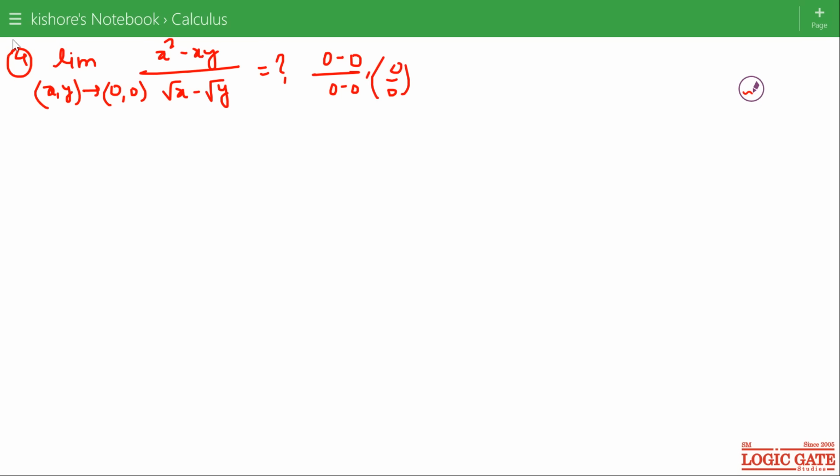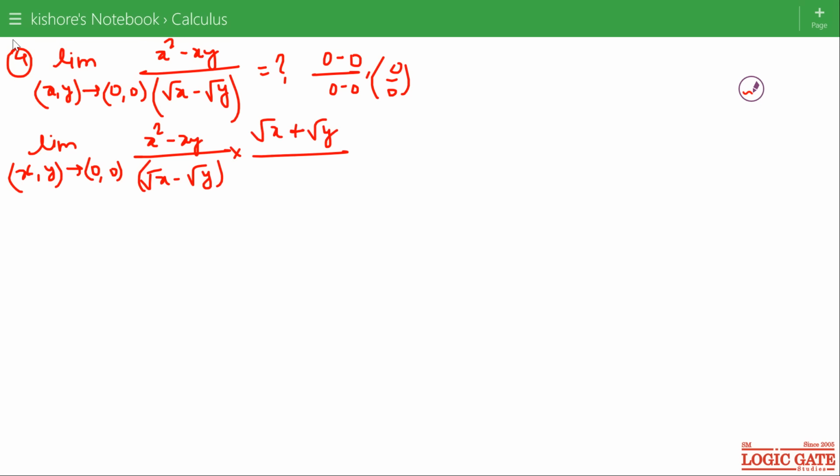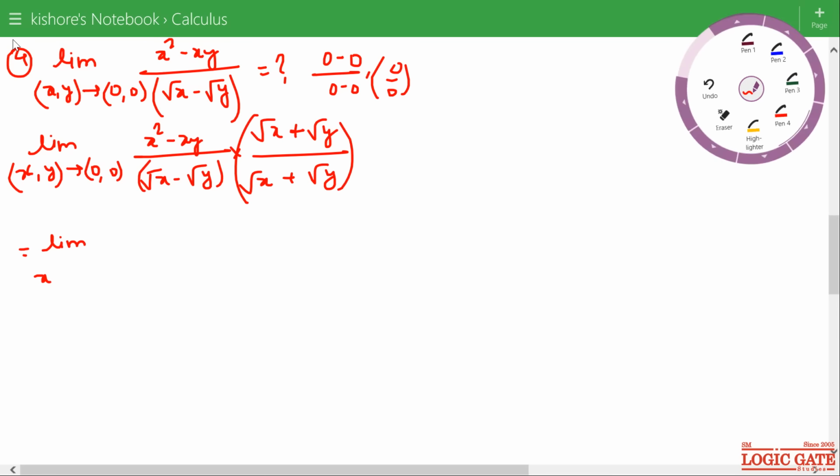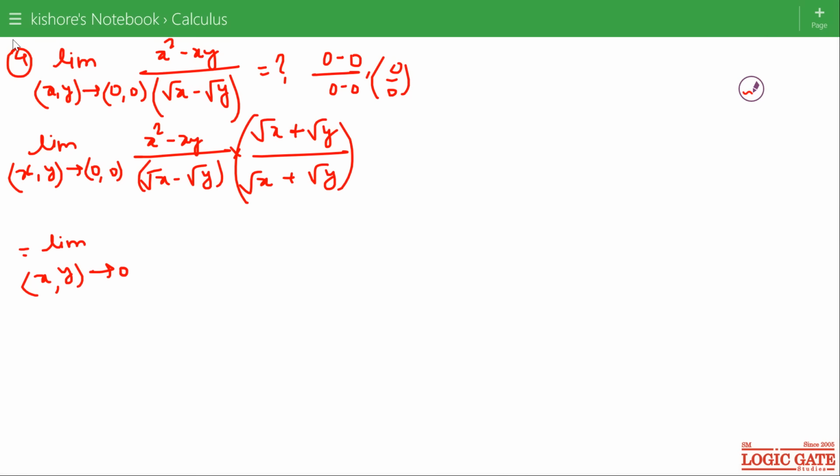So let's try to find out the factors. Or better to rationalize the denominator. The function is x square minus xy divided by square root of x minus square root of y, multiplied by square root of x plus square root of y divided by square root of x plus square root of y. So this will be x square minus xy in the numerator, and the denominator will be square root of x square minus square root of y square, so x minus y, and in the numerator we have square root of x plus square root of y.